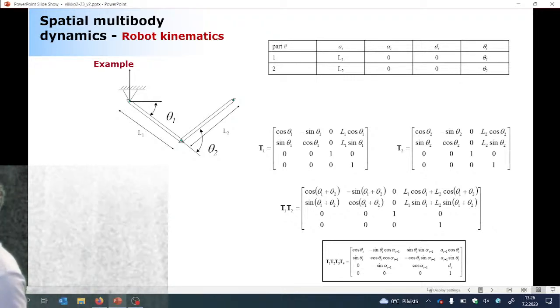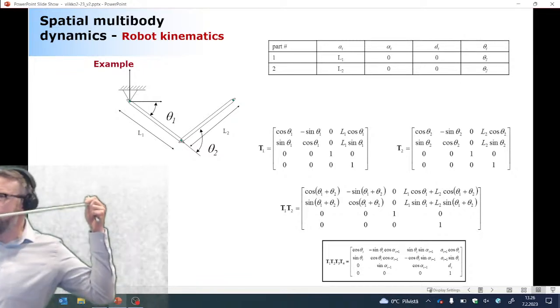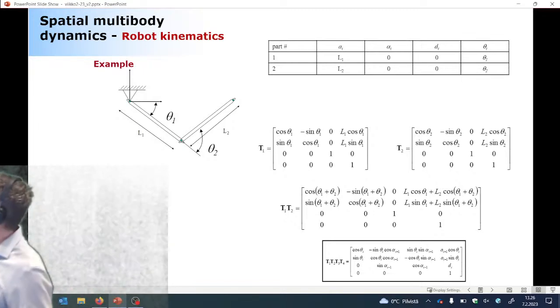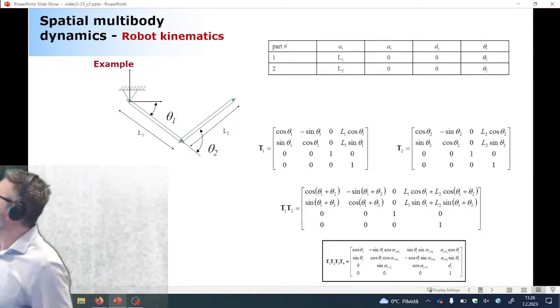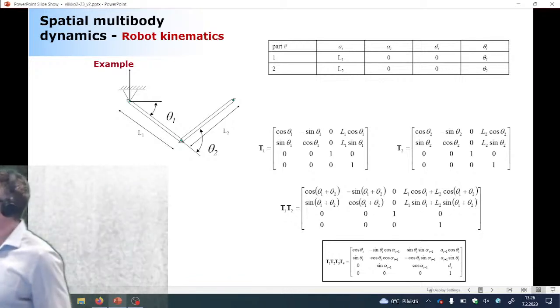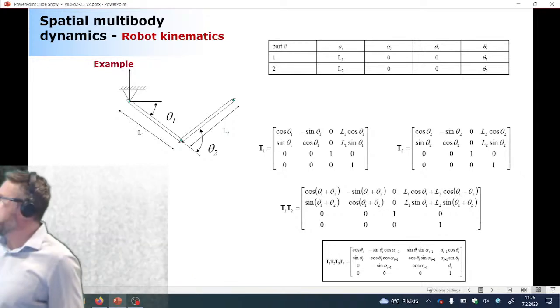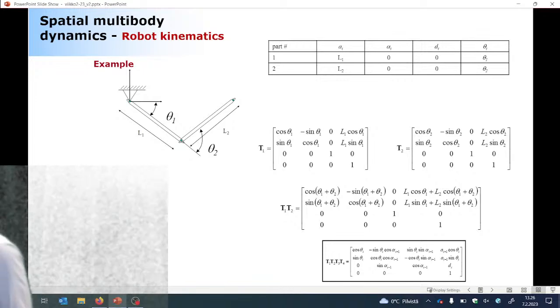So this is 0, 0. The D, which is how much they are off from this direction. That 2 is 0, so no need to put anything here. And the final one is this relative rotation, theta 1, theta 2. All right? You build the first one for the first body, you do the second for the second body, you multiply them together. This is it.